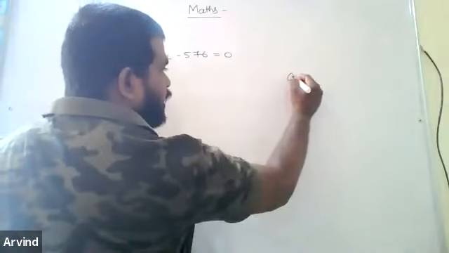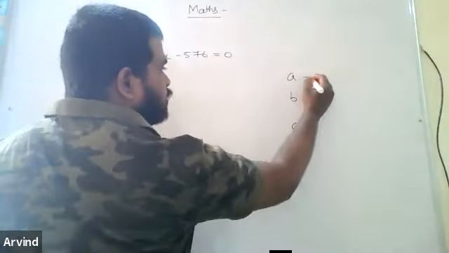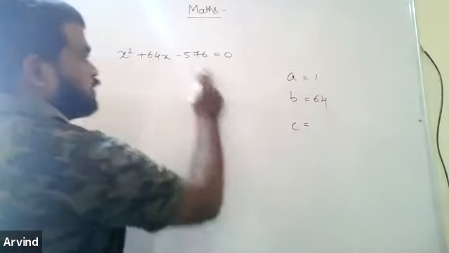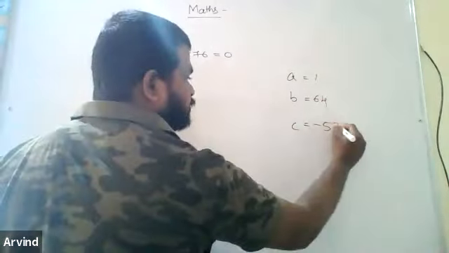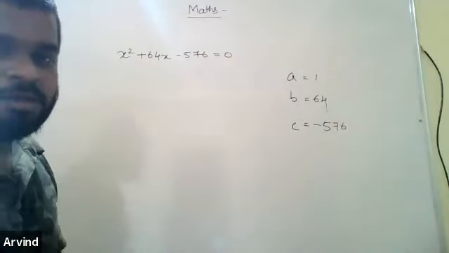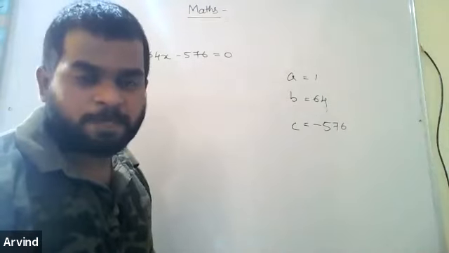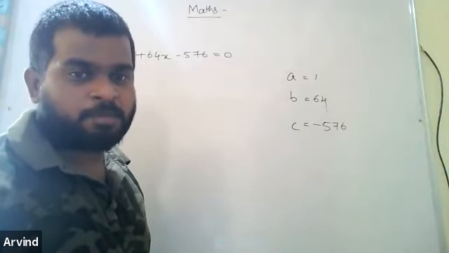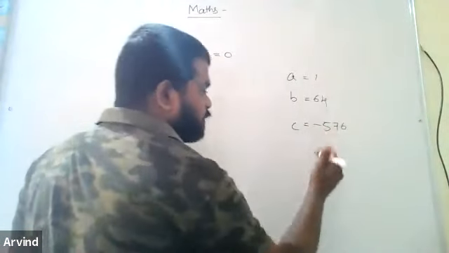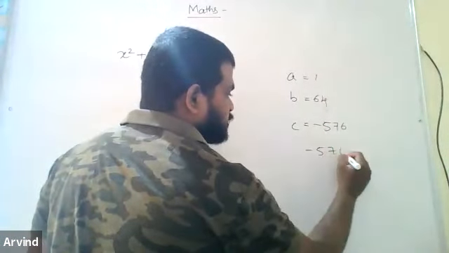The next step will be finding A, B, C. What is A? Coefficient of x square, which is 1. What is B? Coefficient of x, which is 64. What is C? Minus 576. What is the next step that we have to do? Multiply A and C. So 1 into minus 576 is minus 576.